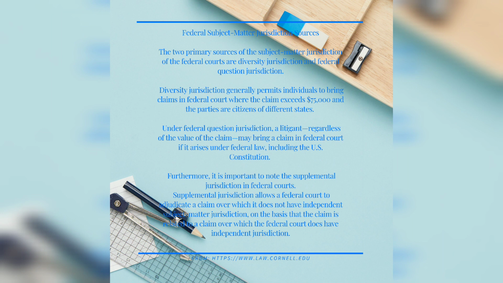Federal subject matter jurisdiction sources. The two primary sources of the subject matter jurisdiction of the federal courts are diversity jurisdiction and federal question jurisdiction. Diversity jurisdiction generally permits individuals to bring claims in federal court where the claim exceeds $75,000 and the parties are citizens of different states. Under federal question jurisdiction, a litigant, regardless of the value of the claim, may bring a claim in federal court if it arises under federal law, including the U.S. Constitution. Furthermore, it is important to note the supplemental jurisdiction in federal courts. Supplemental jurisdiction allows a federal court to adjudicate a claim over which it does not have independent subject matter jurisdiction, on the basis that the claim is related to a claim over which the federal court does have independent jurisdiction.